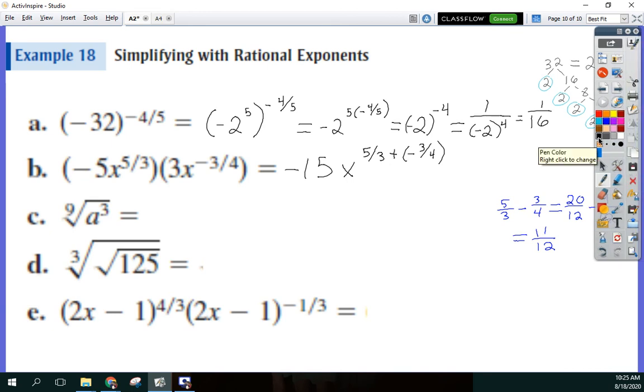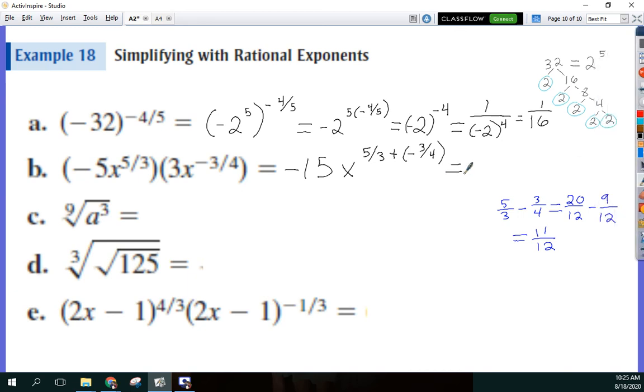Now, plugging that into our problem, that negative 15 is going to stay the same. And now I have x to the 11/12. Again, if 11/12 reduced, like if I had 8/12, we would want to reduce that. But 11/12 doesn't, so that's going to be my final answer.